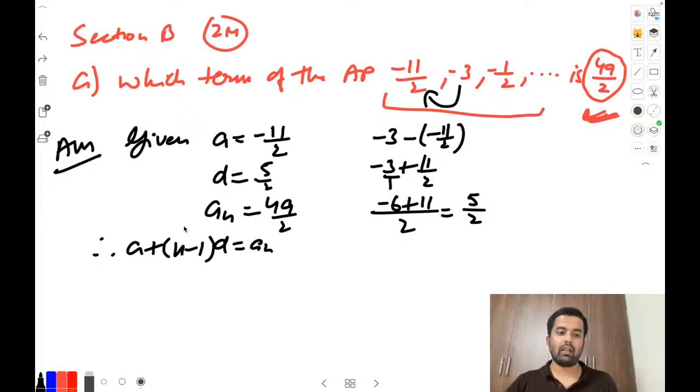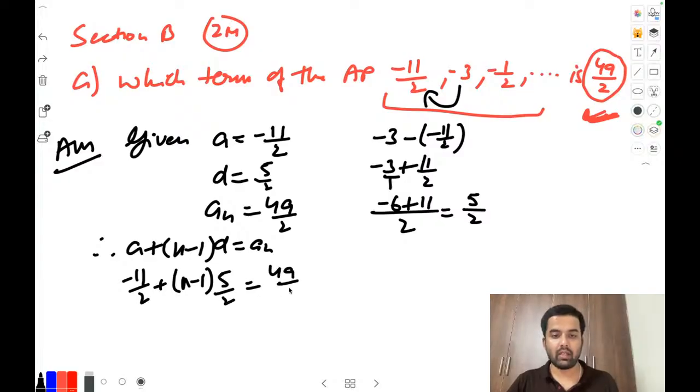Okay, we kept the formula. Now put on the values below. Minus 11 by 2 plus n minus 1, d value is 5 by 2, is equal to an. So 49 by 2. Now n minus 1, 5 by 2. So 49 by 2 plus 11 by 2.